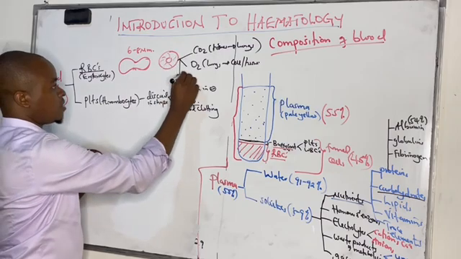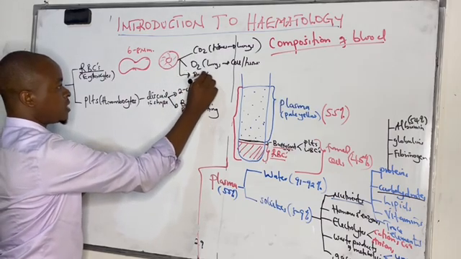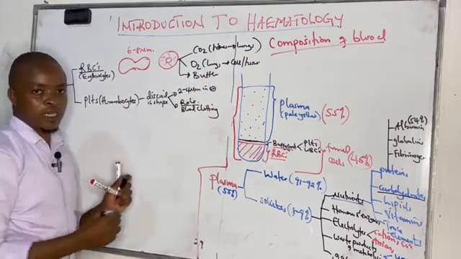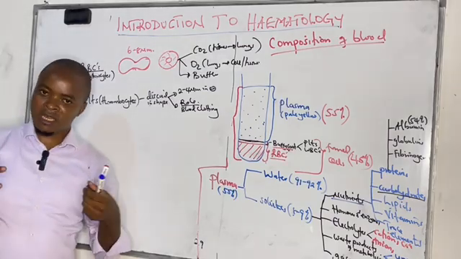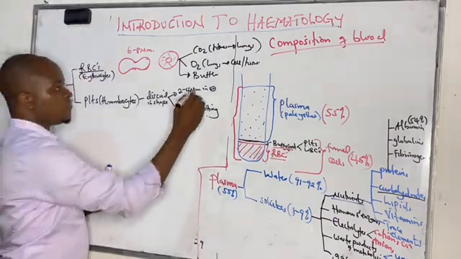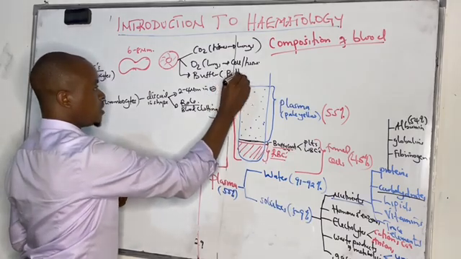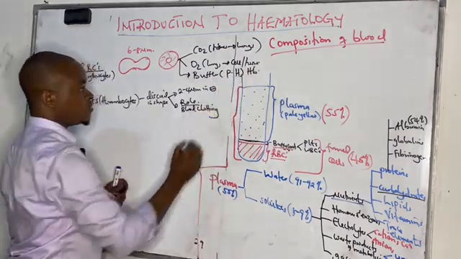And another thing, we see them acting as buffers because they contain hemoglobin. So they act as body buffers, whereby they maintain body pH. They act as buffers to maintain body pH due to the presence of hemoglobin, which acts as the buffer.